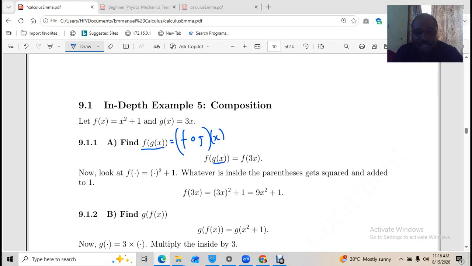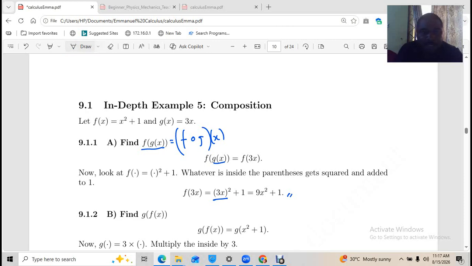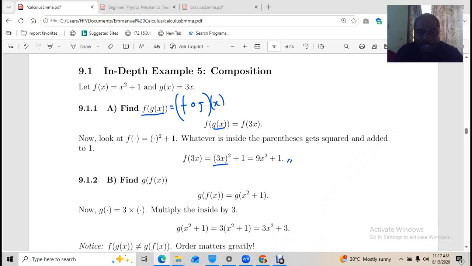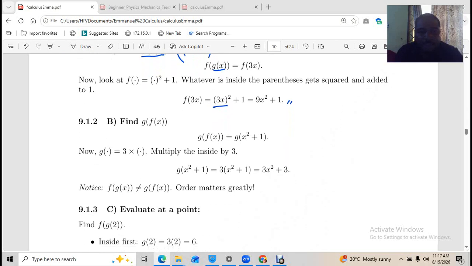I will pick this and put in 3x where I have x. If I square it, 3 squared is 9, x squared is x squared. Then we have plus 1, and we put it together. This is now f of 3x, which is f of g of x, equal to 9x squared plus 1. As simple as that.